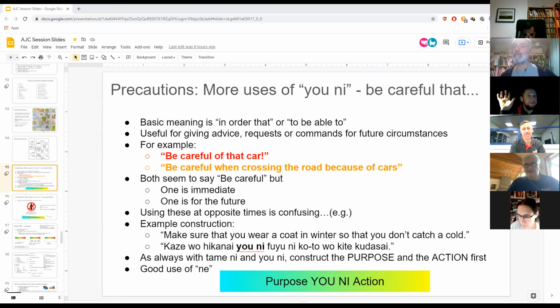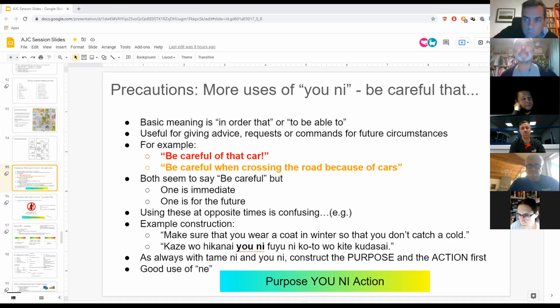Is that kaze as in kamikaze and tachikaze? So it's the same pronunciation, but the kanji is different. I'll show you in just a second.